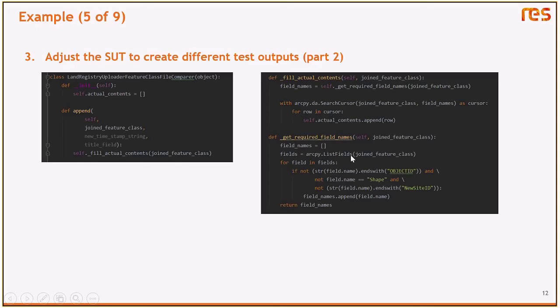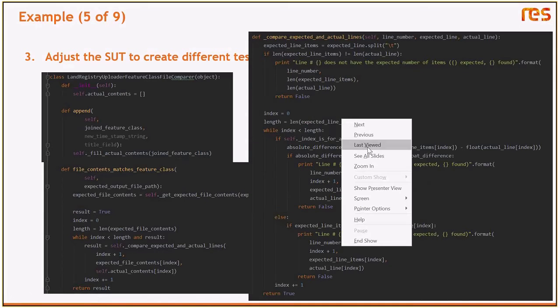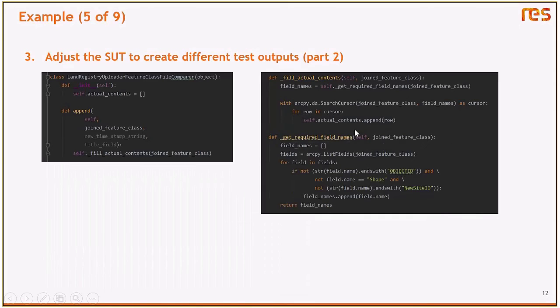In summary, what that's doing is it's taking the details of the feature class that's been provided and saving it into the actual contents member variable. So this actual contents member variable is then containing the details of that feature class.